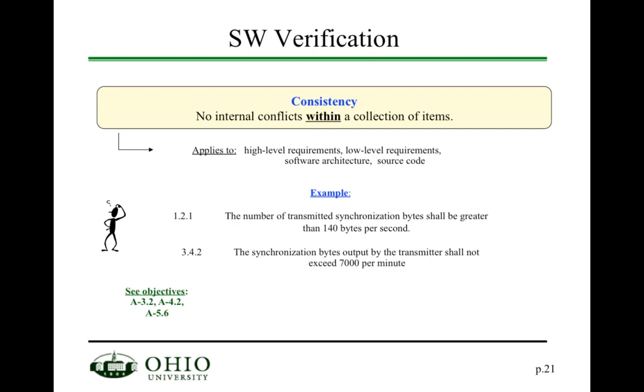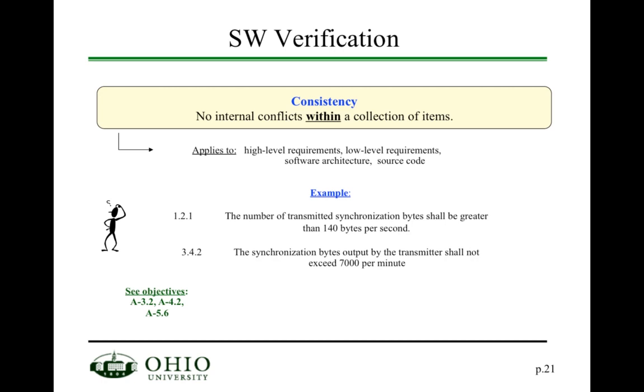Accuracy, is it accurate, ambiguous, unambiguous, and sufficiently detailed? And the next item is consistency. That means, is there no internal conflicts within a collection of items? You may have multiple requirements in which you state a particular function or action that are not necessarily consistent.